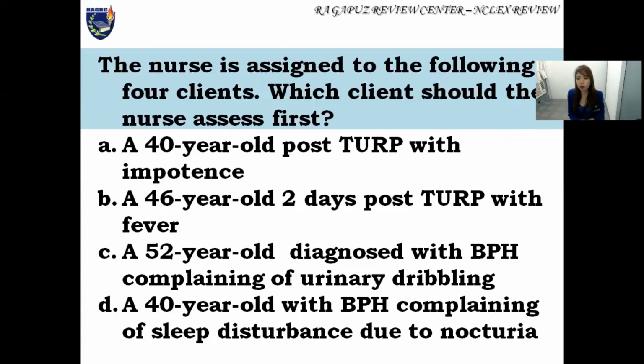Letter A, 40-year-old post-TURP, and letter B, 40-year-old post-TURP. So both of them underwent TURP, but letter A is presenting impotence, letter B is presenting fever. So what did we say? A client with an acute complication will always be the priority. So between impotence and fever, which is an acute complication? You are right. The answer is letter B. Letter A is a complication, but that is chronic. So the answer is letter B, TURP with fever.